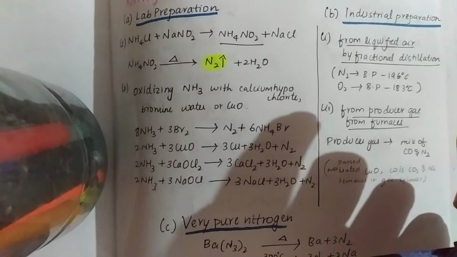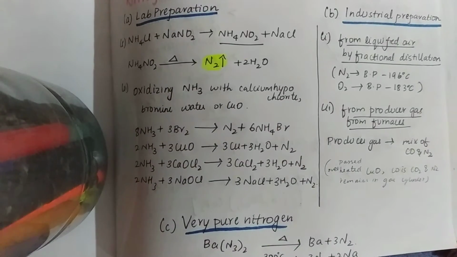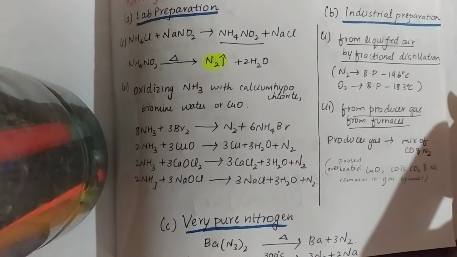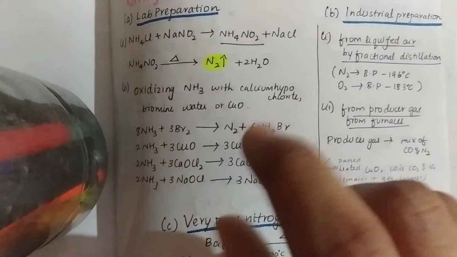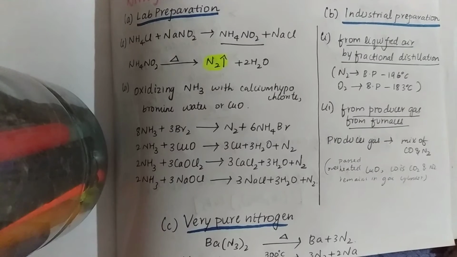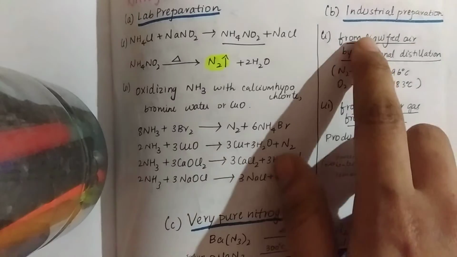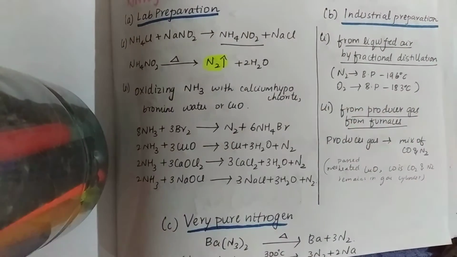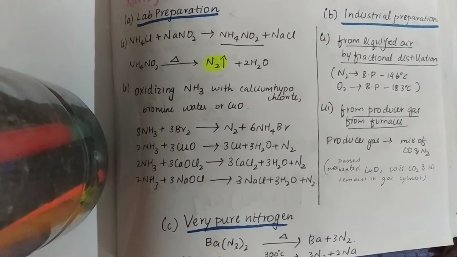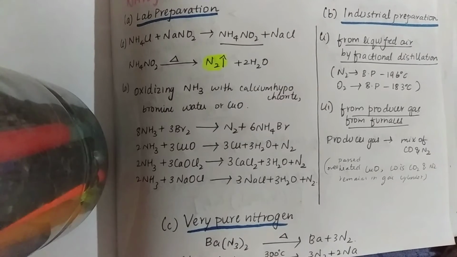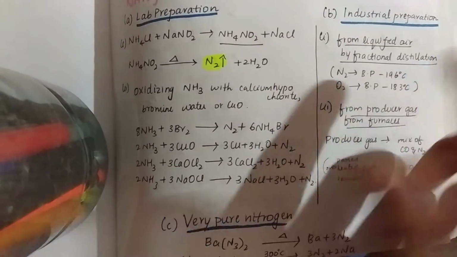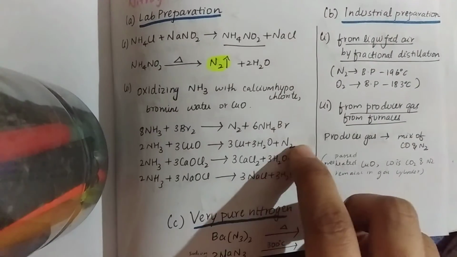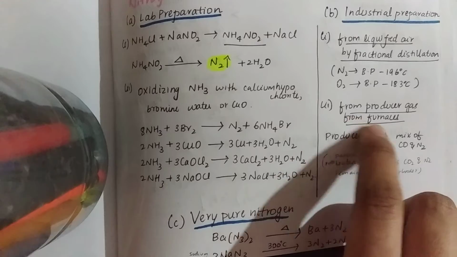So industrial preparation is collecting nitrogen in large amounts. How can we collect nitrogen in large amounts? If we do it in the lab, we only get a small amount of nitrogen, because we'll be working with test tubes, they are small things, right? Whereas in industrial preparation we collect some air, we liquefy it, and then we separate nitrogen and oxygen by fractional distillation.